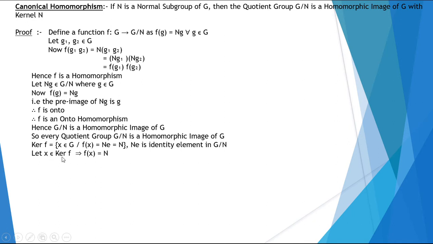Let x be an element in kernel f. By the definition of kernel f, the image of x with respect to f is the identity element capital N in G by N. By the definition, f of x is nothing but Nx. So Nx equal to N, that implies x belongs to capital N. Thus, every element of kernel f is an element of N.